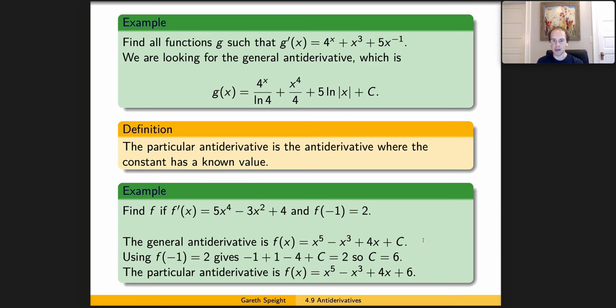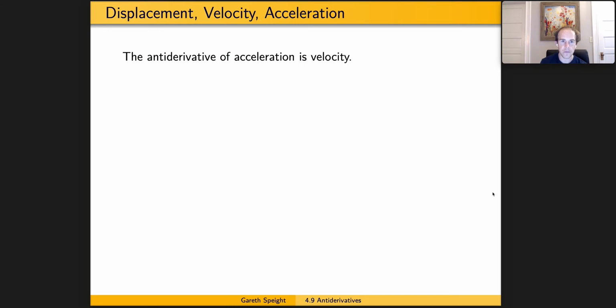Okay, so now we can repeat the antiderivative, but now we know that c equals 6. This gives us the particular antiderivative. It's just the general antiderivative with a specified value of c. So here c equals 6. So this is the particular antiderivative.